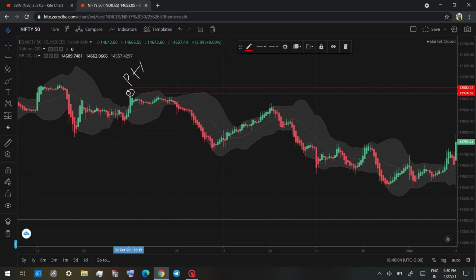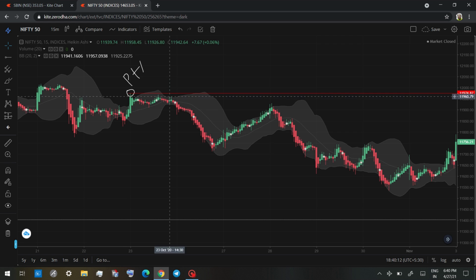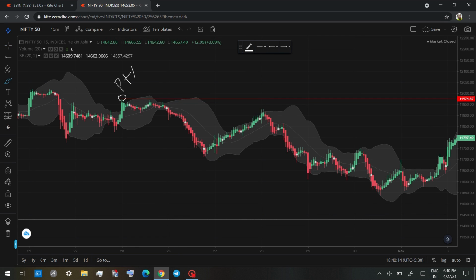I'm going to mark a trend line. This is the previous high, and here a skew came. See this skew. So wait and see whether the candle opens above this trend line, a strong bullish candle. In this case, the candle didn't open above this, so you can go for a sell.